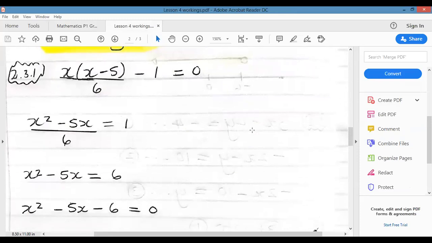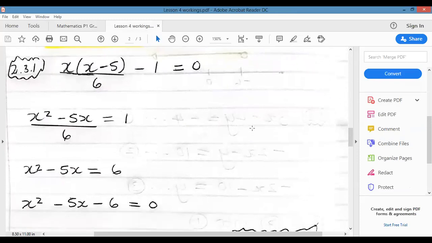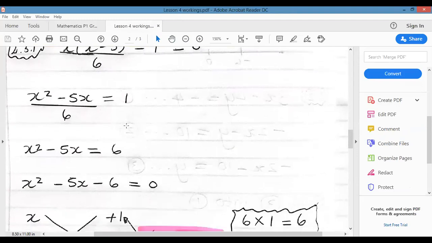So what you need to do is to remove the brackets first. x times x is x squared. x times negative 5 is negative 5x. Does it make sense? Over 6, you can take the 1 to the other side and transpose it. Because this negative 1 is not part of the fraction, it's on its own, it's easier to take it to the other side. When you take it to the other side, it will become a positive 1.